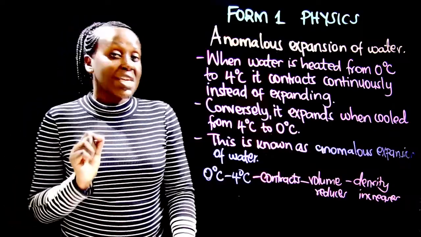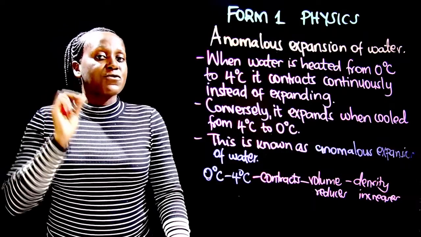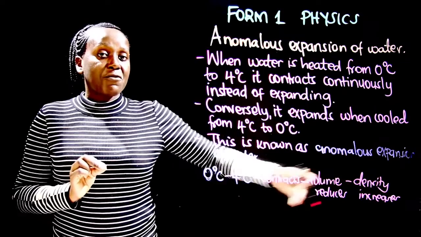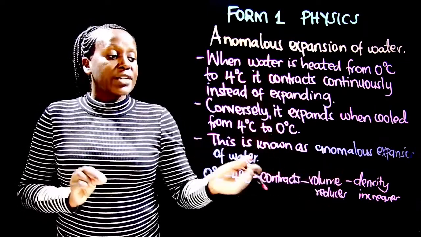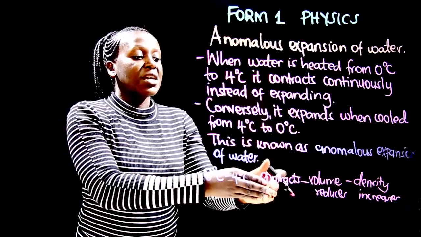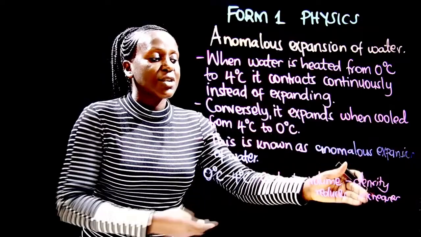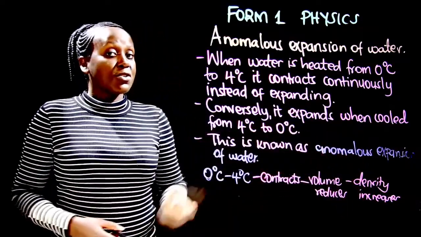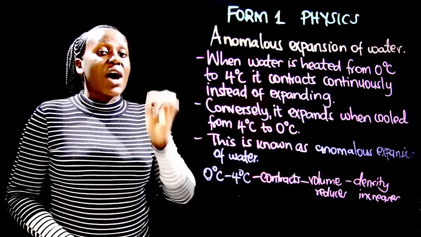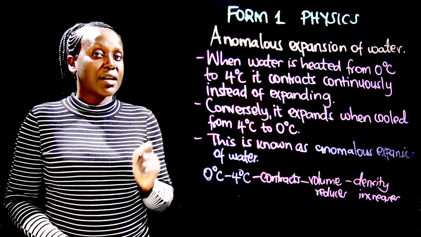So it is fair to say that water has the highest density at 4 degrees Celsius, because beyond 4 degrees Celsius, water will begin to expand, okay? When it begins to expand, the volume will increase and the density will decrease. So beyond 4 degrees Celsius, the density begins to decrease. So at 4 degrees Celsius, water has the highest density.